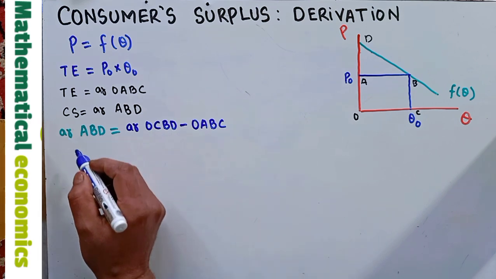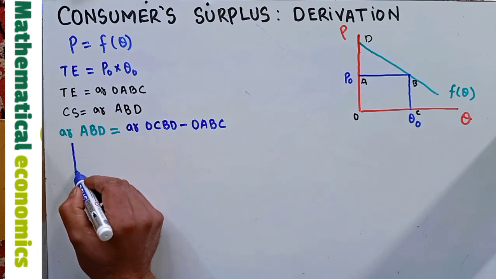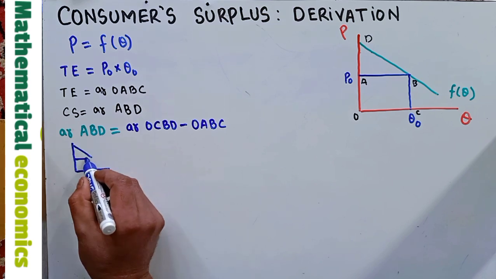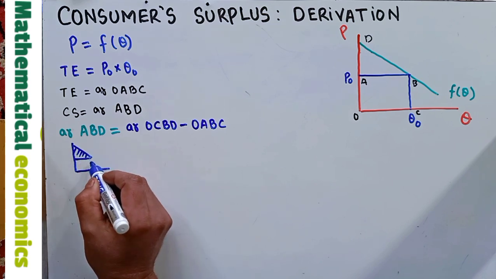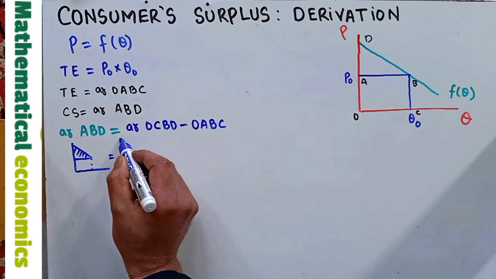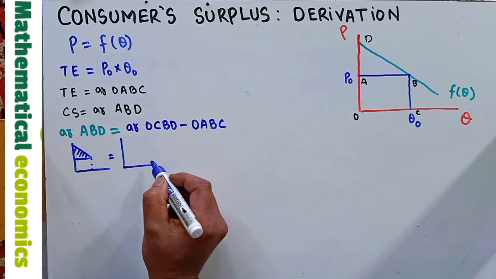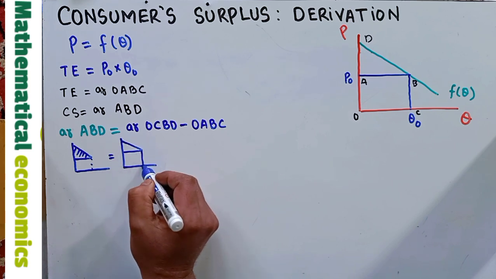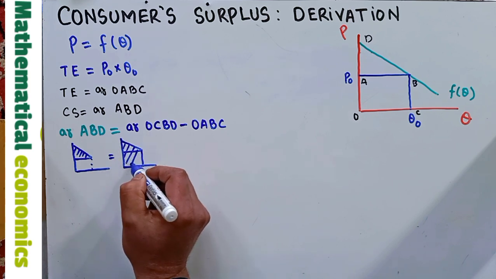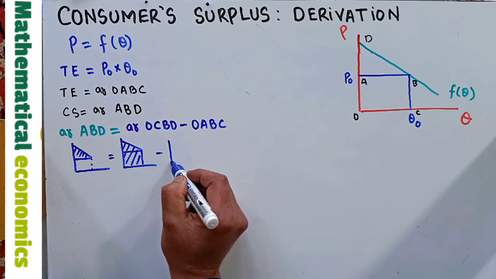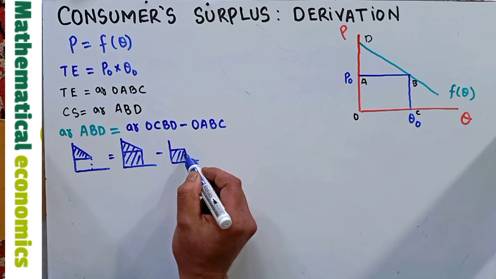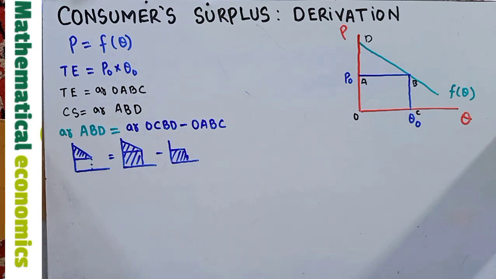And graphically, if I want to show it here, let us say we want to find out the area of this rectangle. The area of this rectangle will be equal to the area of the whole region. Let me show it like this. The area of this whole region, and from this when we subtract this rectangle, we will be left with this triangle.